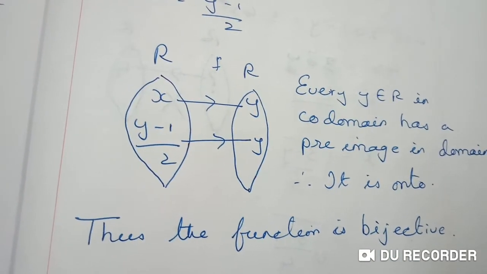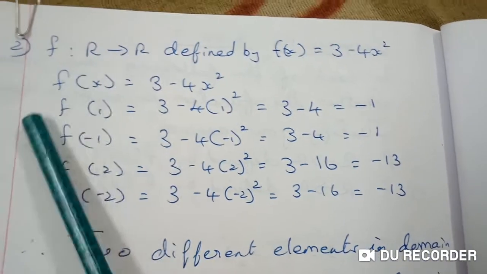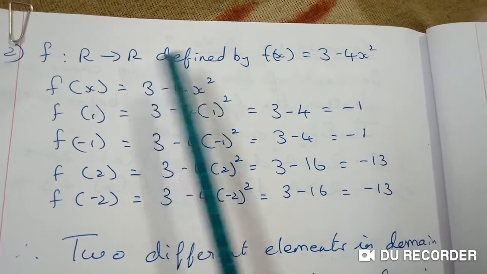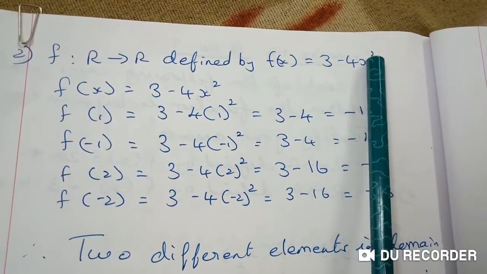Now we will go to the second part of the answer. Now the second part is also a function from real number to a real number, and they define the function as f of x is equal to 3 minus 4x square.